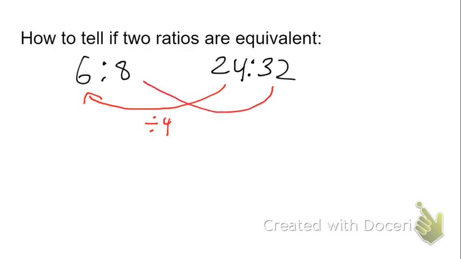Same thing over here. Can I do the same thing? Can I divide by 4? Does 32 divided by 4 get me 8? Yeah, it does, right? So again, that's another way you could tell the ratios are equivalent, by seeing if you multiply or divide by the same number.